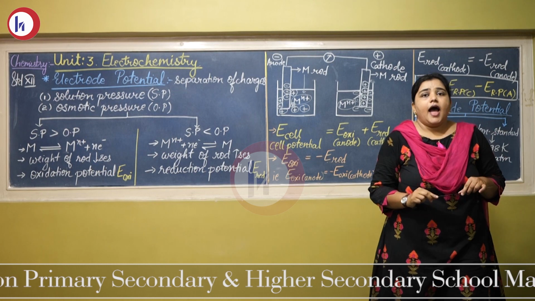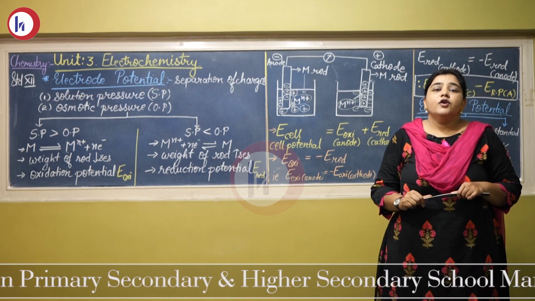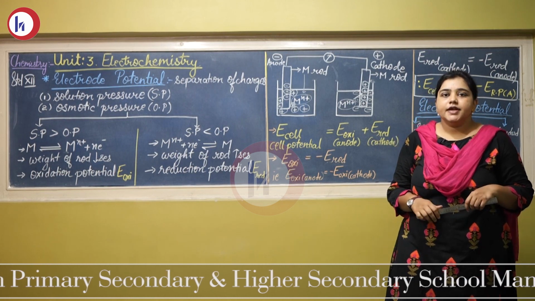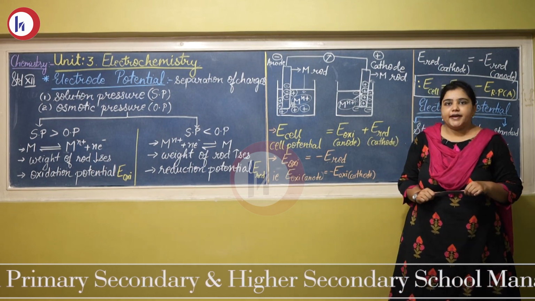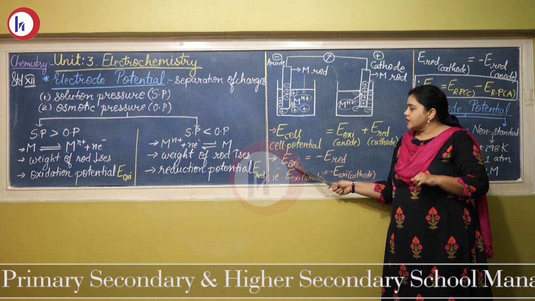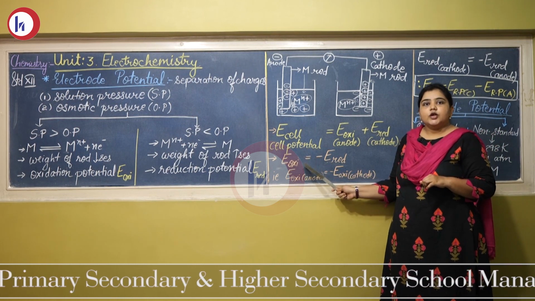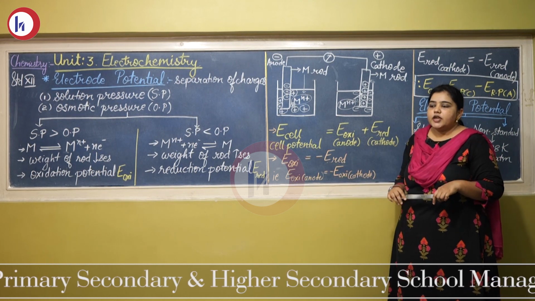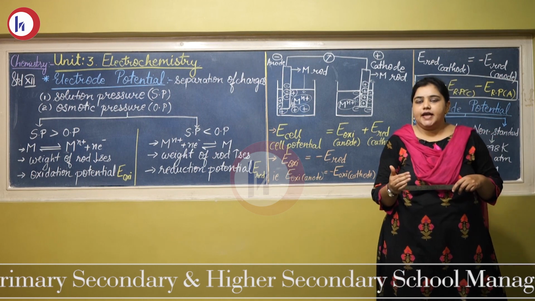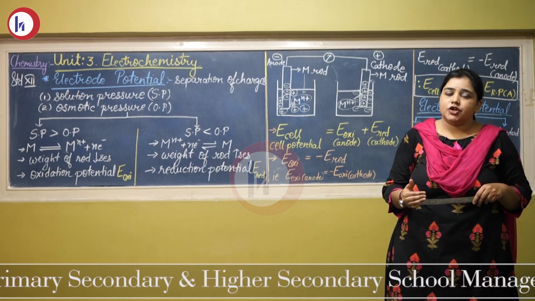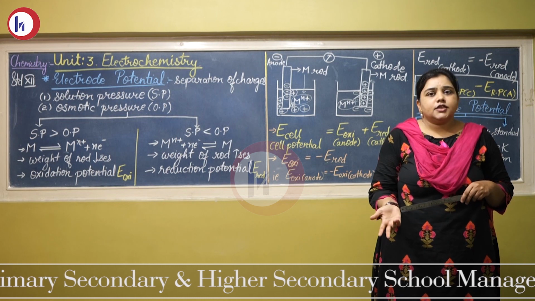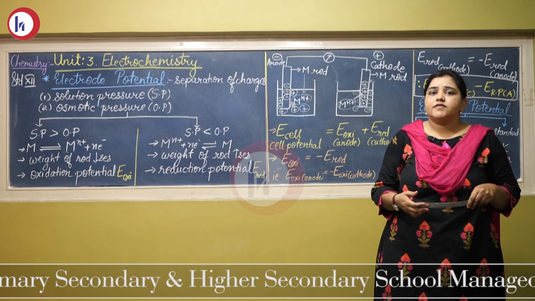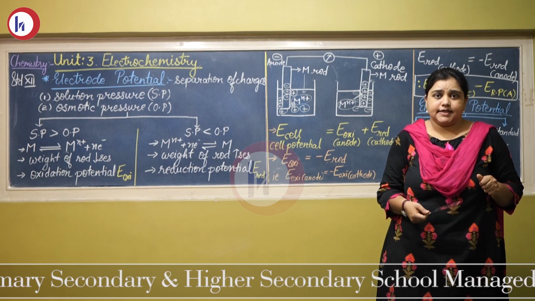Now IUPAC, if you remember, full form of IUPAC is International Union of Pure and Applied Chemistry. IUPAC found out experimentally that the oxidation potential is equal to the negative value of the reduction potential. So if I say that zinc half cell has an oxidation potential of 0.76 volts, then the reduction potential of the zinc half cell will be minus 0.76 volts.